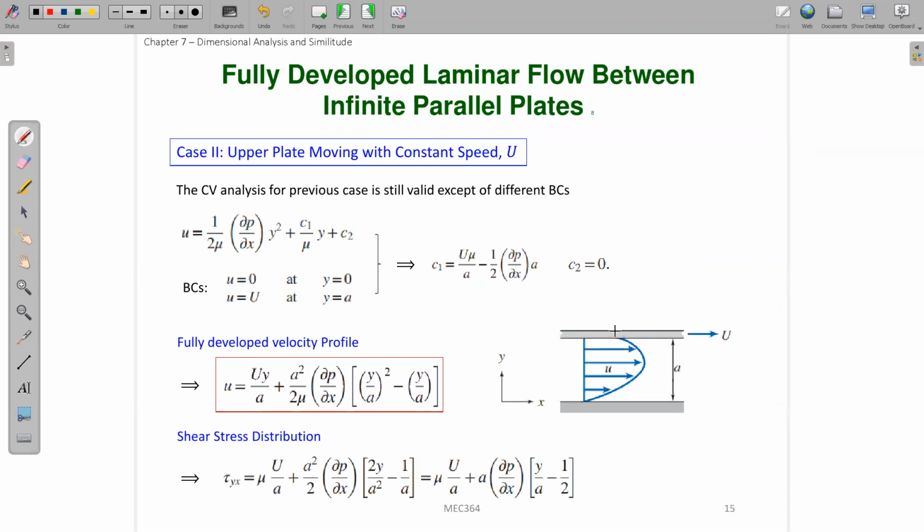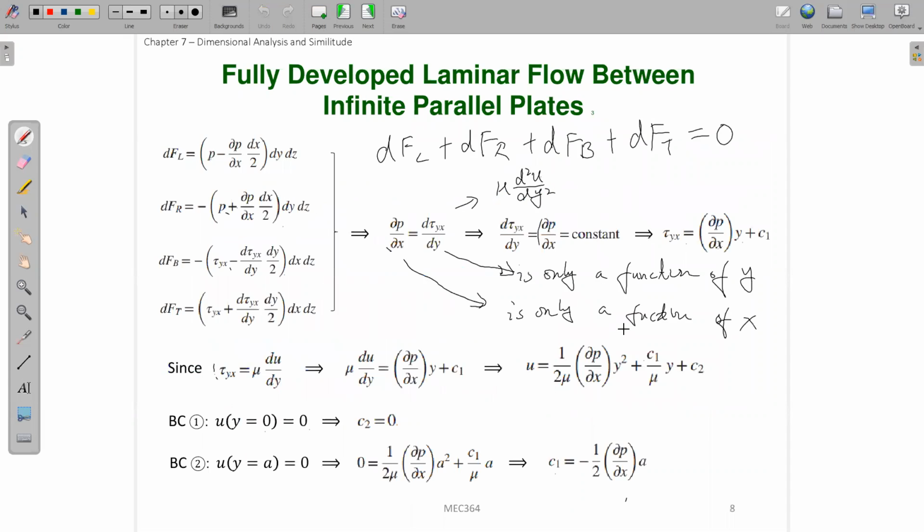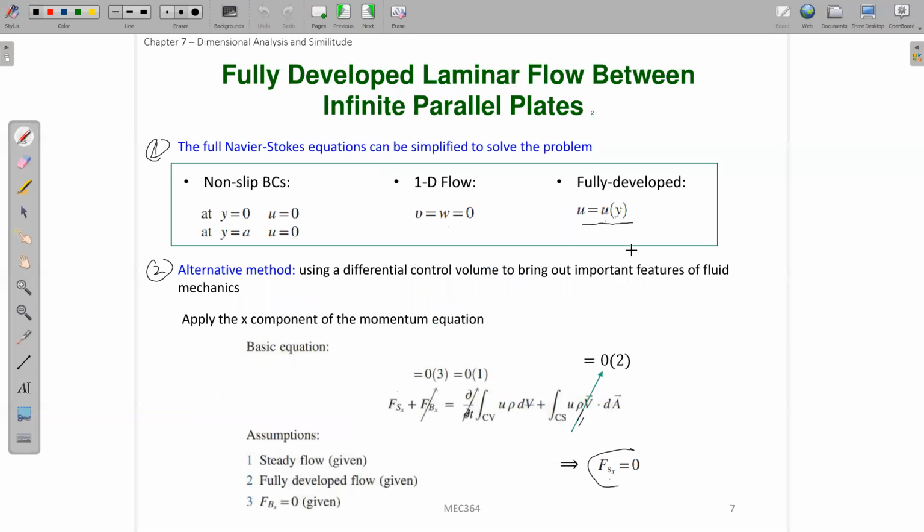Okay, how do we solve this problem? We can start from the same analysis of the x-direction momentum equation on this control volume. Everything will be the same procedure as in the previous case. We can still repeat this process, and everything will be the same. The only difference is that the boundary condition is changing.